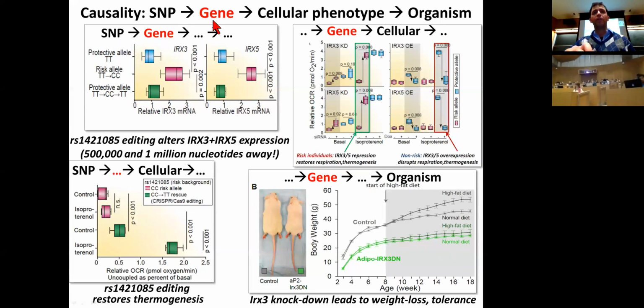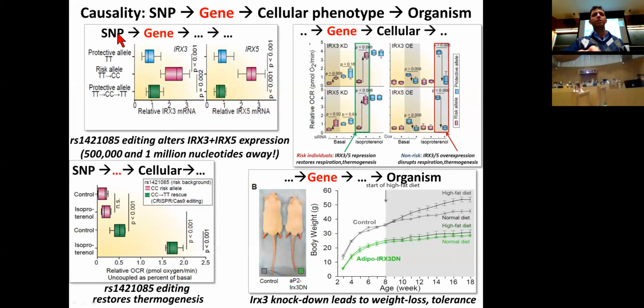That also means, if that path of causality is true, that if I edit the gene, I should have an effect on the cellular phenotype. And indeed, if you overexpress the gene, or knock down the gene in risk or protective individuals, respectively, you can see a change in that cellular phenotype of thermogenesis, of burning calories through heat. So that establishes causality from the gene to the cellular function.